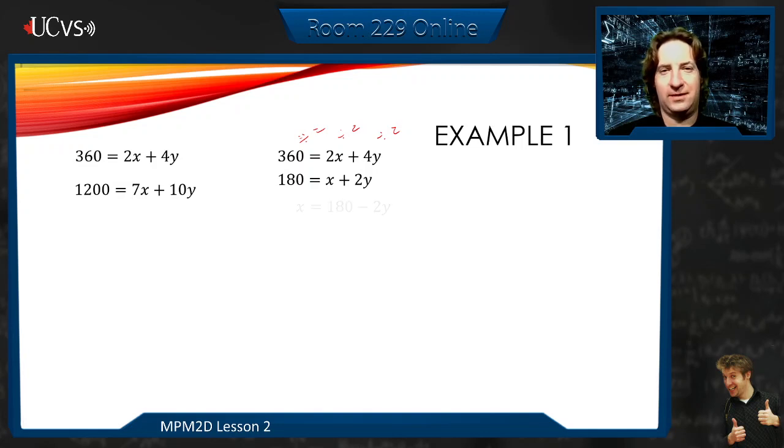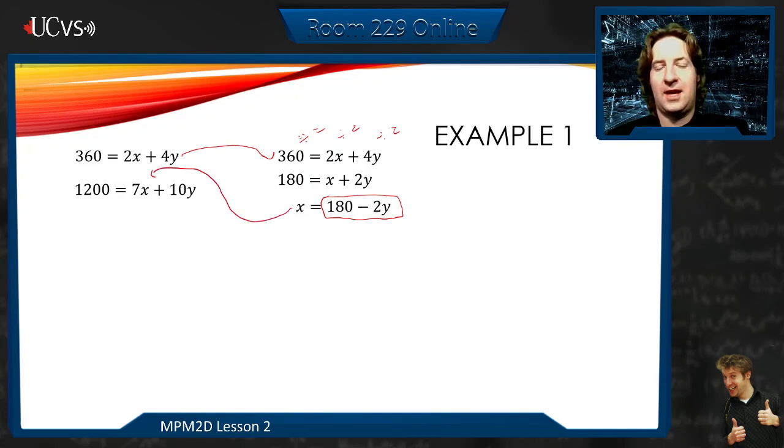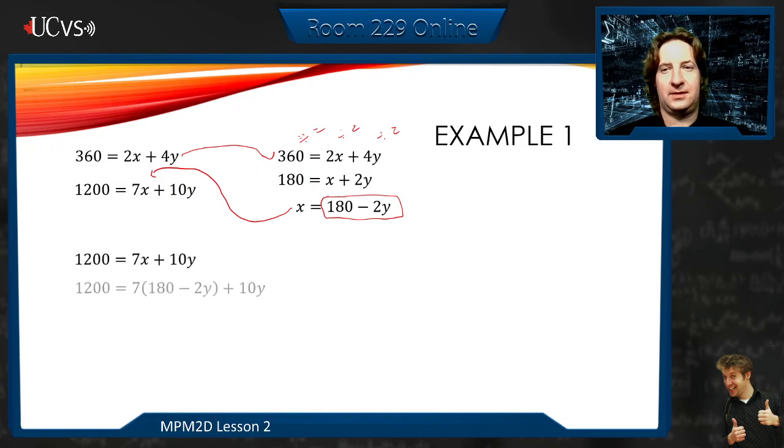Now I can get x by itself, and now I have something that I can substitute: 180 minus 2y. Remember, this is all coming from our first equation. But now I can take the information from our first equation and plug it into my second equation. So what I've done is I've taken the first equation, rearranged it to get x by itself, and then put that information about x into my second equation.